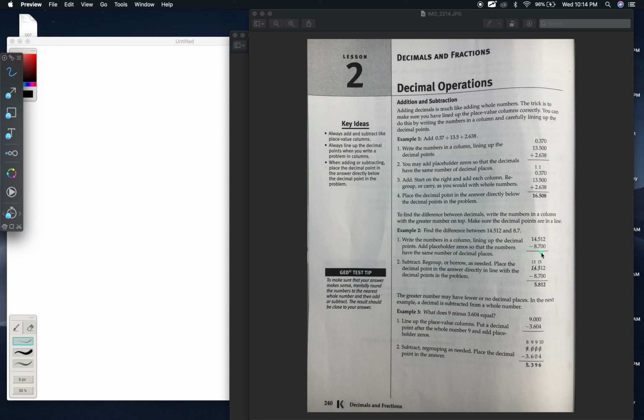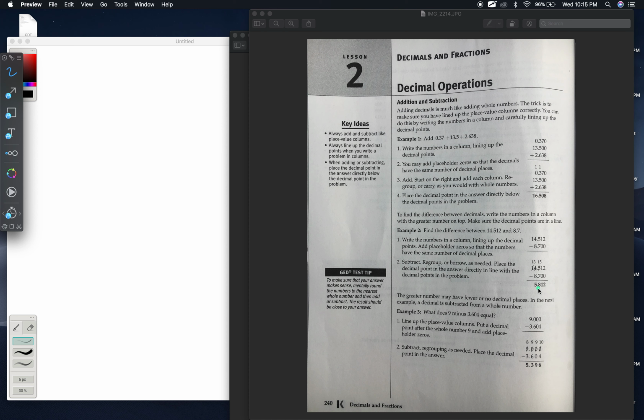And then this is where the real subtraction would start, as in possibly carrying and borrowing, all that regrouping. Okay, so then subtract, regroup, or borrow as needed. Place the decimal point in the answer directly in line with the decimal point in the problem. So you always need to line up the decimal points in the answer as well. No specific reason other than you need to do it that way, otherwise the number will turn out incorrect.